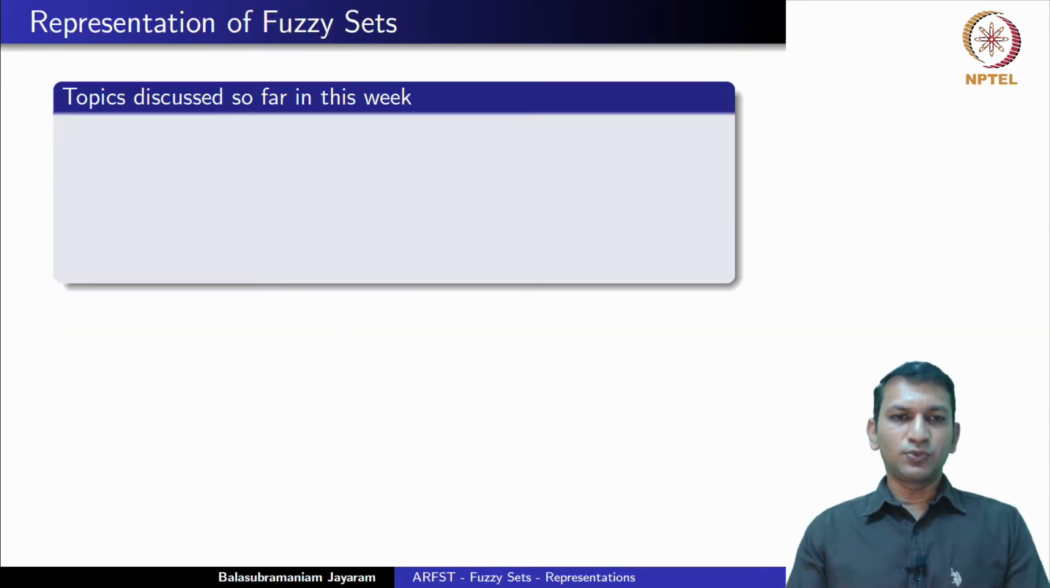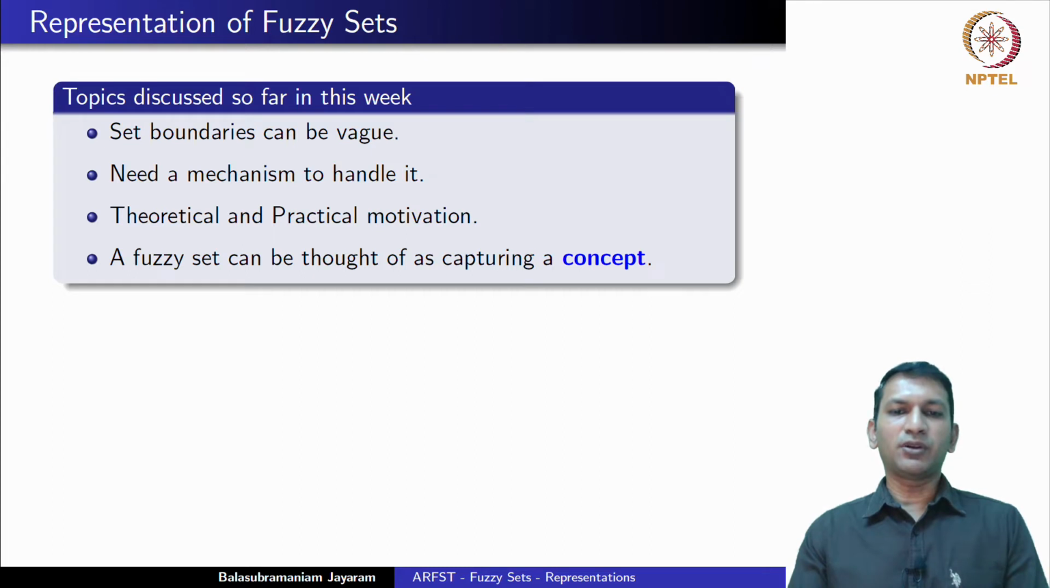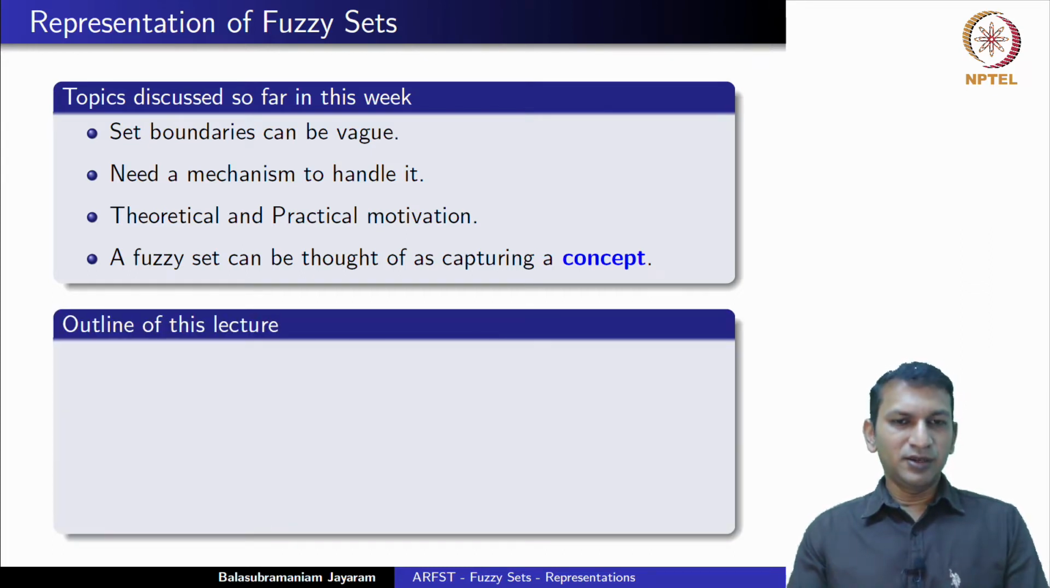So far in this week, we have seen that set boundaries can be vague but need a mechanism to handle them. We have also seen some theoretical and practical motivations for going towards fuzzy sets. And now we are aware that a fuzzy set can be thought of as capturing a concept. In this lecture, we would like to see how this concept can be represented using a mathematical construct.